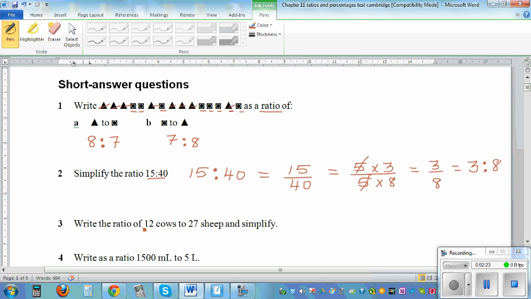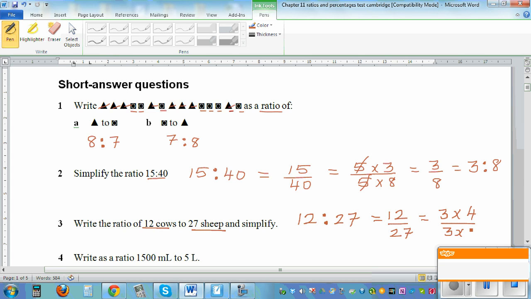Write the ratio of 12 cows to 27 sheep and simplify. So the ratio would be 12 is to 27. That's all. And as we did in this question, you can simplify this by writing as a fraction. So this is 12 out of 27. Now you should be good in your times table. So 12 can be written as 3 times 4. And 27 is 3 times 9. Okay, so the common factor is 3, so the 3s get cancelled, which is 4 out of 9.